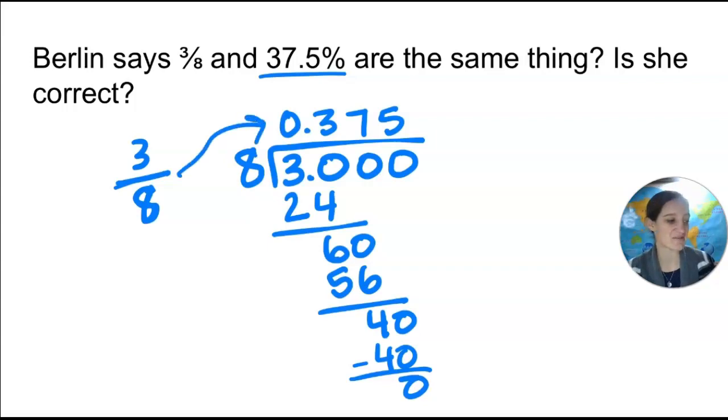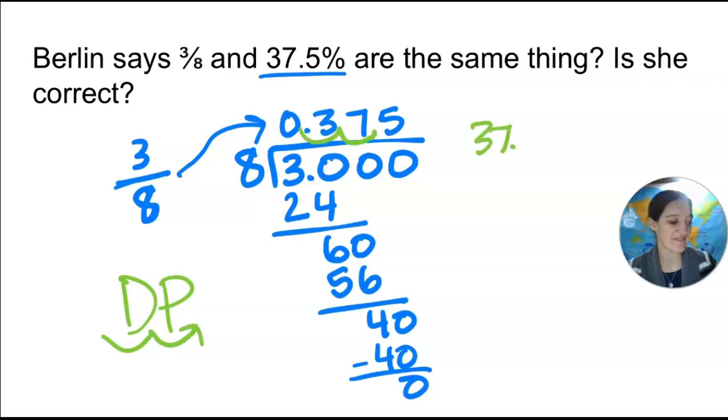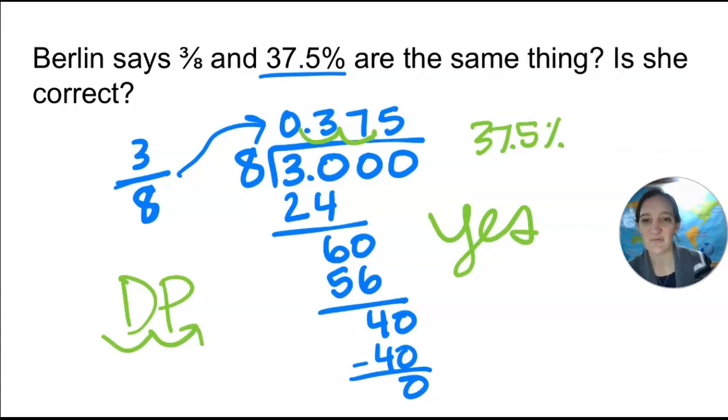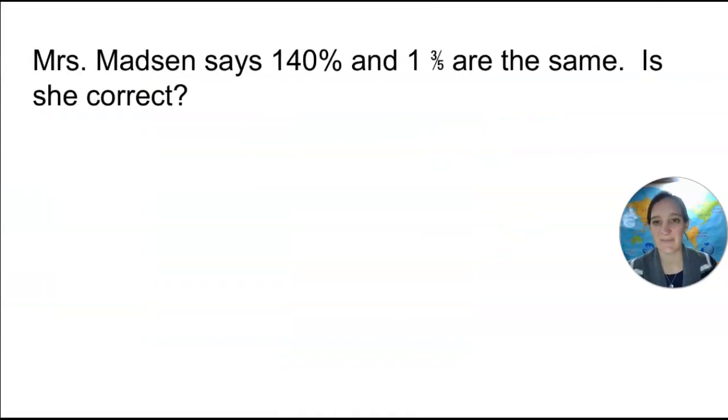If I were to change that now, decimal to a percent, I'm going to Dr. Pepper the decimal over, and I get 37.5%. So those two are the exact same thing. These guys are crushing it. They know exactly what is equivalent. All right, then we have Mrs. Madsen. She says 140% and 1 3/5 are the same.